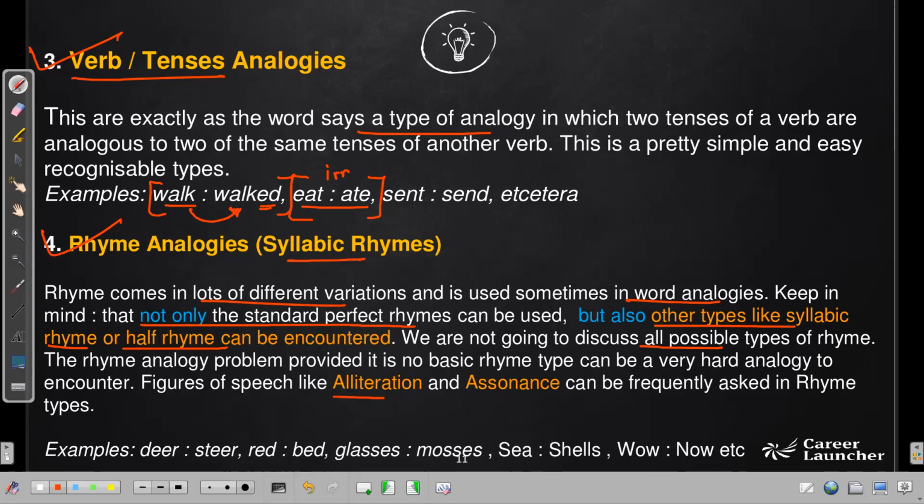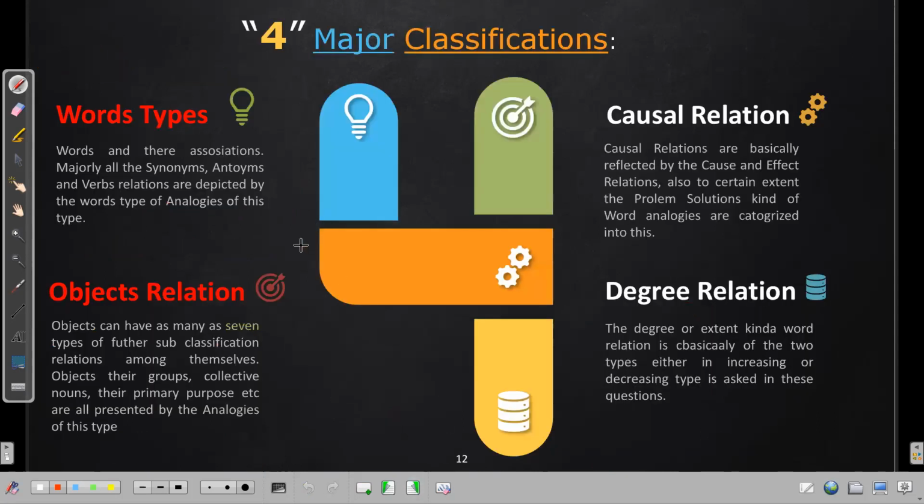Figures of speech like alliteration and assonance can be frequently asked. What is alliteration? The repetition of a consonant sound, and assonance is the repetition of a vowel sound. So deer, steer is assonance, right? Because the half syllable is being stressed. Red, bed, again assonance, because the vowel sound is stressed. Glasses, Moses is alliteration because you're repeating the consonant sound, the S sound. Seashells, again the consonant sound. Wow, now, again the consonant sound. So alliteration or assonance can be asked, though they are very easy to recognize, and I think they will not become a problem. Moving to the next type, the object relationship.